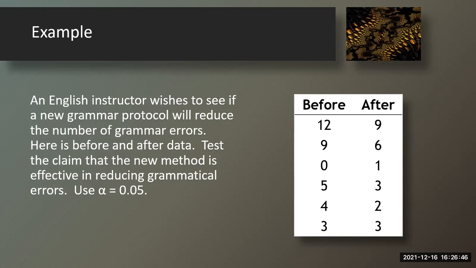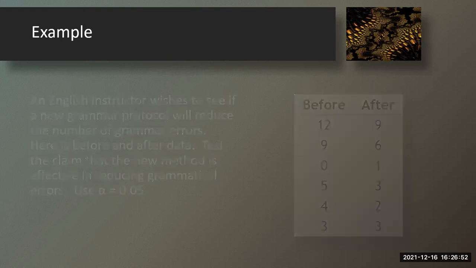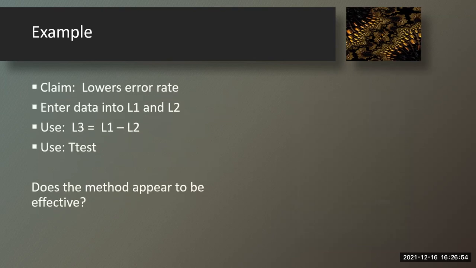Now, the trick with this is to recognize you've got dependent samples and to realize that what you'll need to do is to address the claim by finding the actual difference and working with the difference. That's the real data set. So the claim is to lower the error rate. That means the difference between before minus after should be positive.